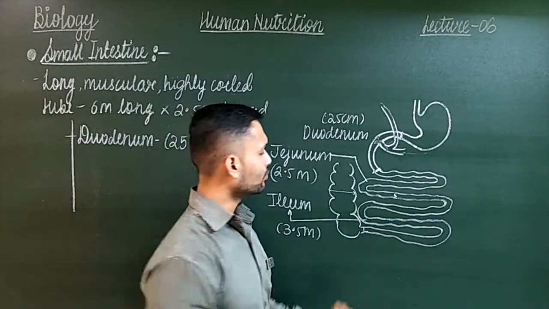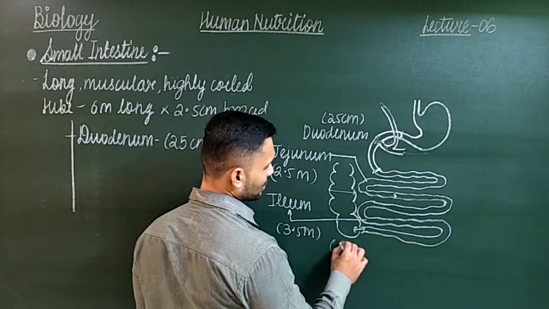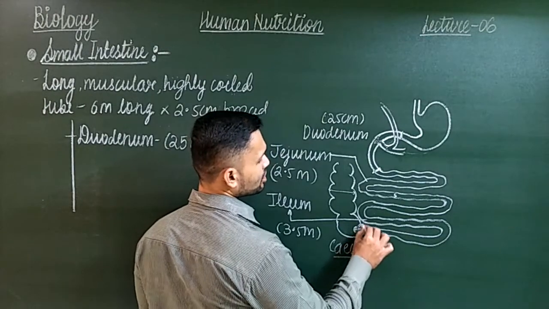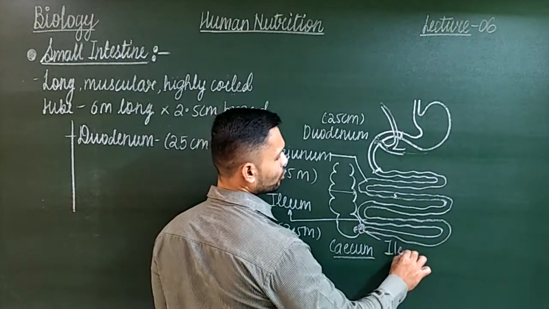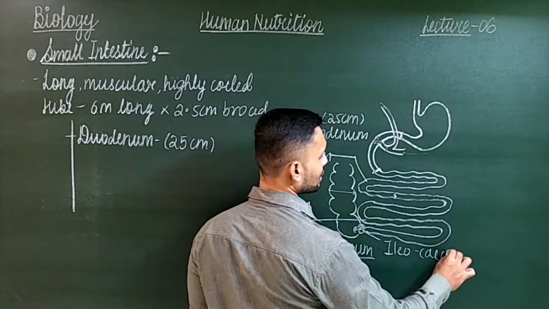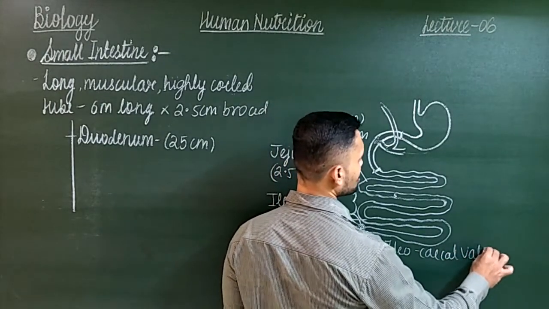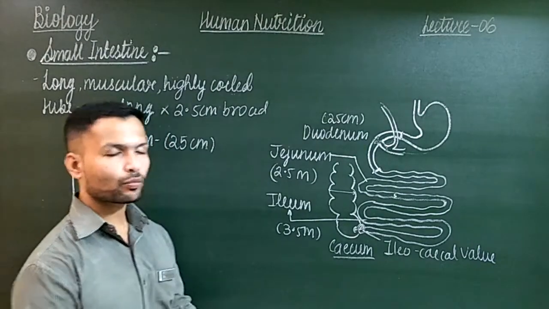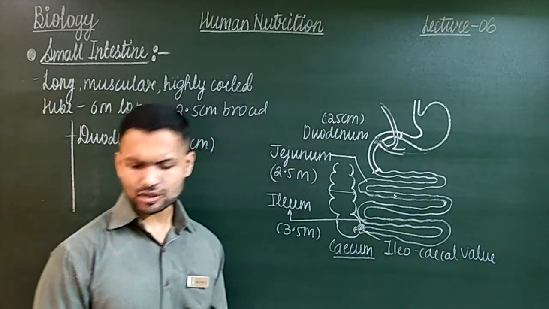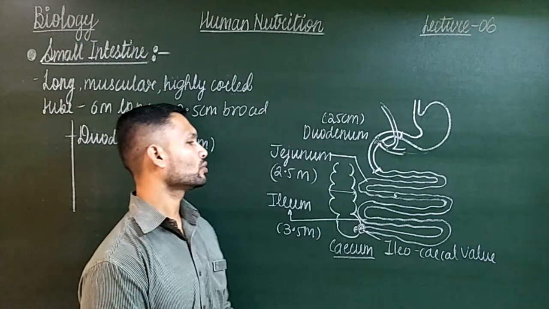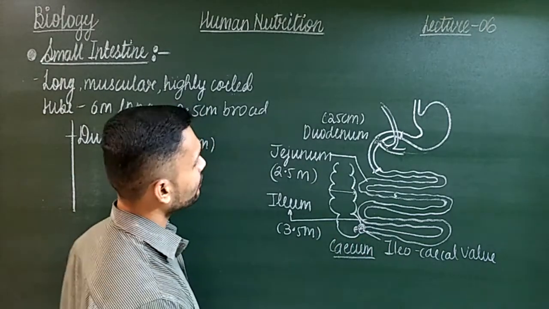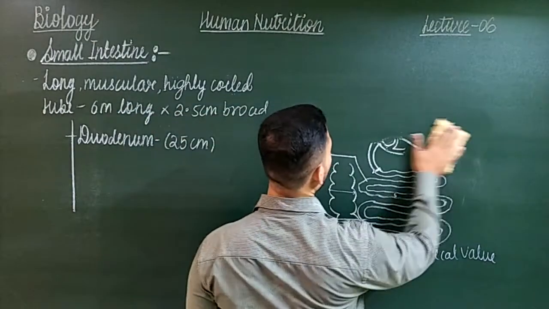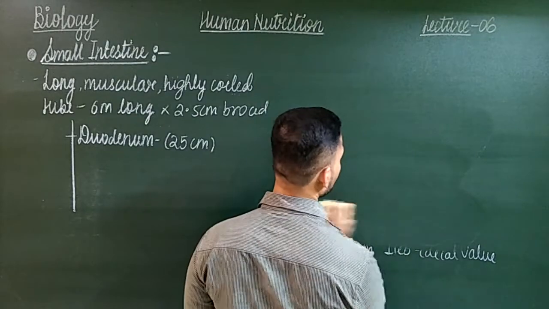And that ileum opens up into the cecum, which is a broad part of the large intestine. So this junction is known as the ileocecal valve. That junction acts like an opening. So the junction where they both meet is known as the ileocecal junction or ileocecal valve, to control the flow inside the cecum. So this is the externally how intestines look.